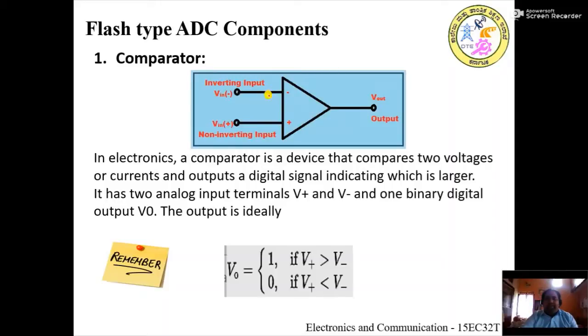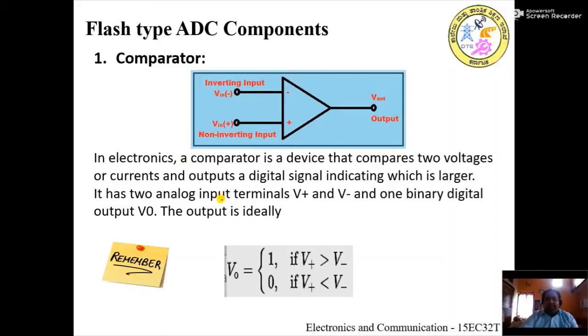So it depends upon the comparison result. So let's say if the non-inverting input, that is V plus, is greater than the inverting input, obviously it will give a result 1, otherwise it will give a result 0.